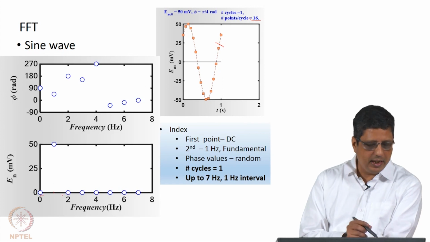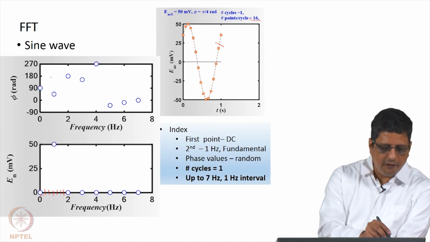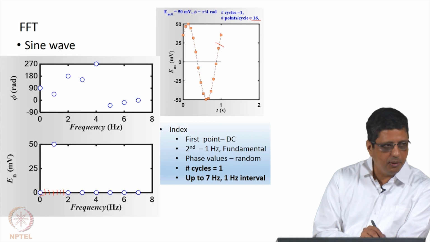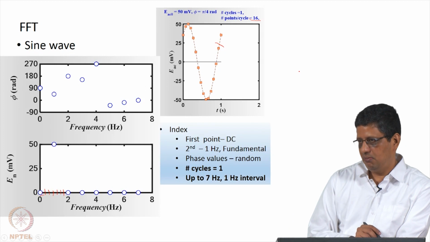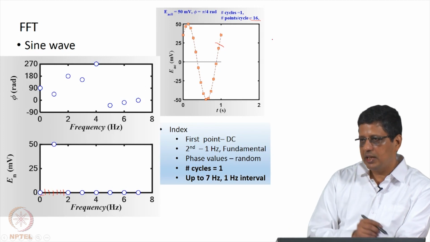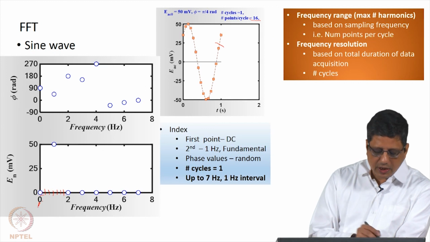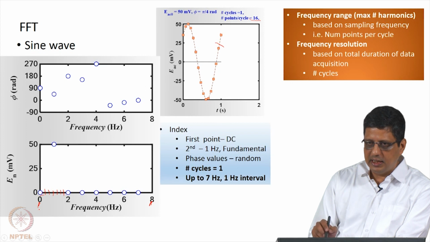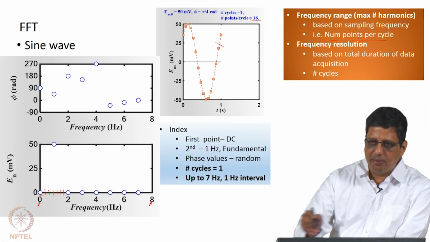So if I want to get data at fine intervals, I want to know the amplitude and phase at fine intervals of 0.1, 0.2, 0.3, 0.4 hertz, then I need more time. I need to go for more cycles here. So the summary is, the frequency range 0 to what, 7 or 8 here, 0 to 15 or 16, depends on number of points per cycle, it is the sampling frequency.